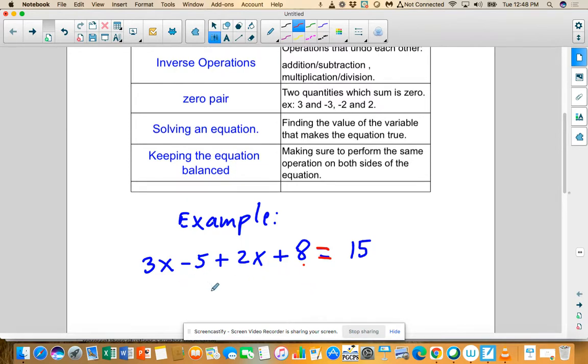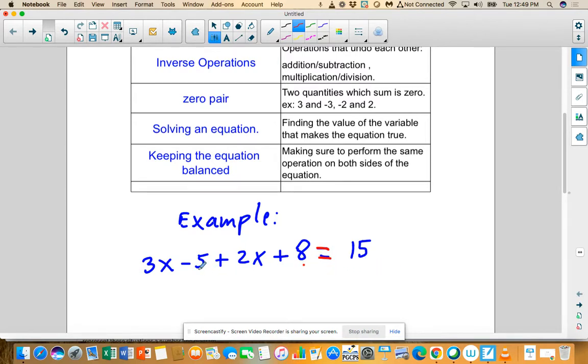Now, what we will call like terms in this situation are the 3x and 2x. Notice that the fact that the x is multiplied by 3 and the fact that the x is multiplied here by 2 does not matter. What matters is that we have x and x. So those are like terms. This minus 5 that is being subtracted, and this 8 are also like terms. 15 could be included also, even though it's on the other side.